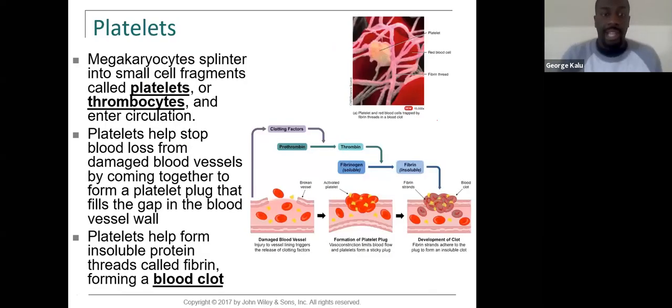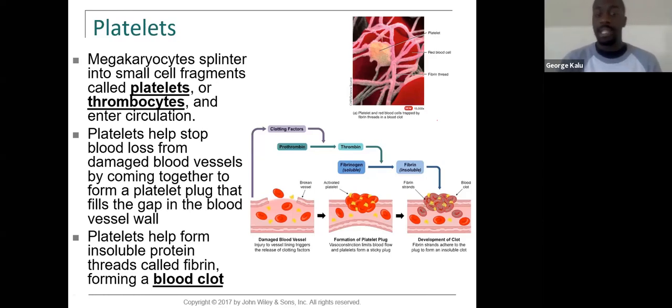Okay. And the last type of cell that we're going to be looking at here, the last type of formed element, are the platelets. Okay. And so platelets form from these larger types of cells called megakaryocytes. Okay. And so these megakaryocytes are going to grow and mature. And then once they reach a certain stage, they're eventually going to splinter and fragment into these smaller components. Okay. All those small components of those megakaryocytes, when it ruptured, are what we refer to as platelets or thrombocytes. And those are what's going to enter the circulation.